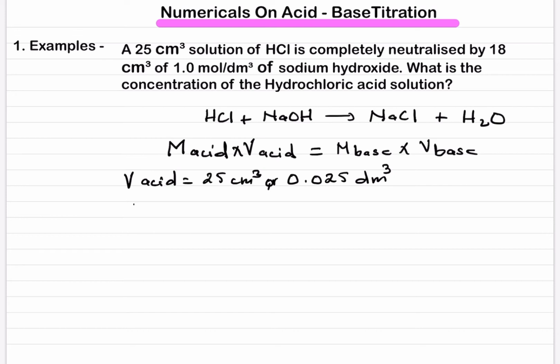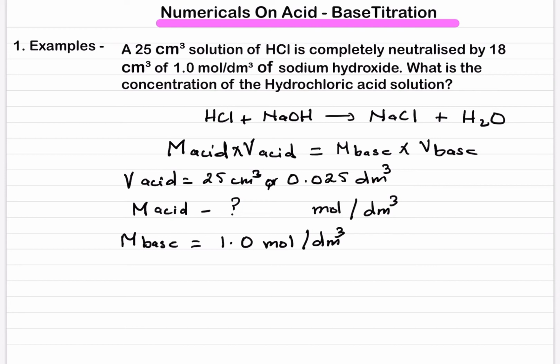Then the molarity. Now remember one thing, the molarity of the acid we have to find out, so we can put a question mark over there. And the molarity unit will be mole per dm cube. So remember that. Now next thing is the molarity of the base equals how much? If you look at the question, molarity of the base is 1.0. The unit is already okay, so mole per dm cube. So the concentration of the base is given there.